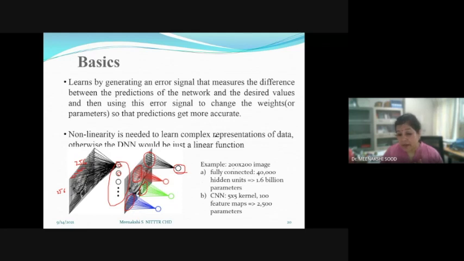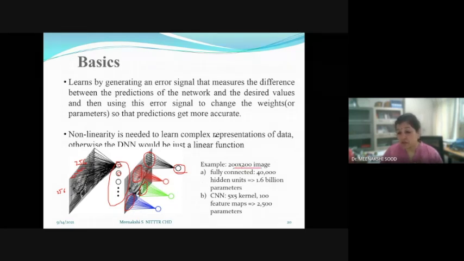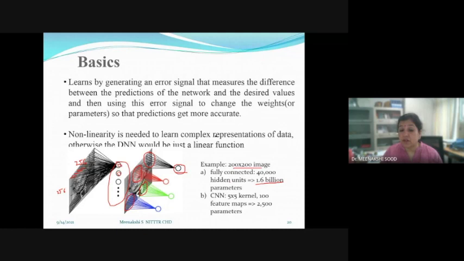Now, taking an example, I'll show you how. If I have a 200 cross 200 image and it was a simple neural network, we had 1.6 billion parameters which needed to be processed. Whereas if I take a filter or kernel of size 5 cross 5 and find 100 features, then it means only 2500 parameters. You can see the variation. With the same image, so much fewer parameters are needed, which reduces the computational complexity. How it happens, I'll come to this.